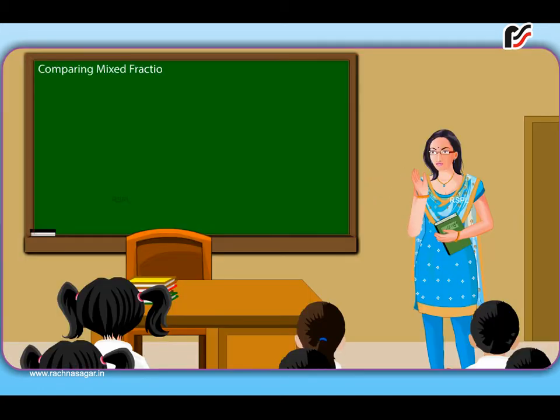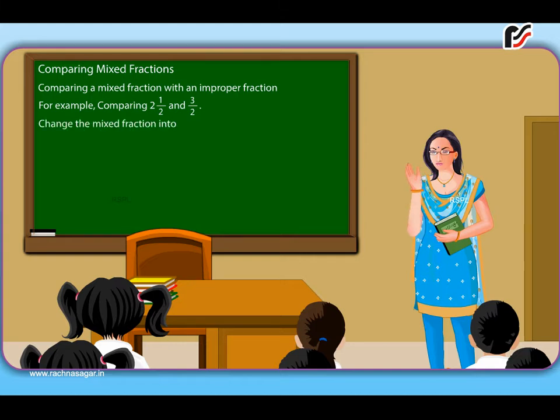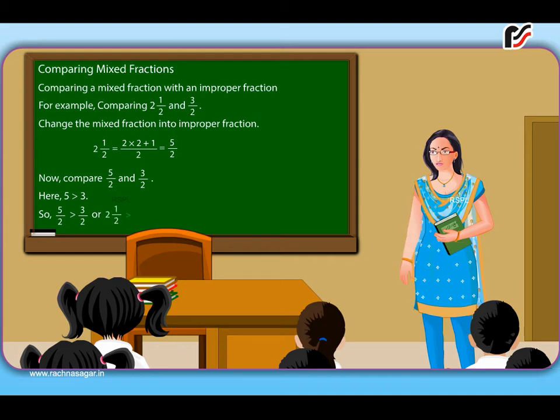Comparing mixed fractions. Comparing a mixed fraction with an improper fraction. For example, comparing 2 1 by 2 and 3 by 2, change the mixed fraction into an improper fraction. 2 1 by 2 is equal to 2 multiplied by 2 plus 1, whole divided by 2, which is equal to 5 by 2. Now, compare 5 by 2 and 3 by 2. Here, 5 is greater than 3. So, 5 by 2 is greater than 3 by 2, or 2 1 by 2 is greater than 3 by 2.